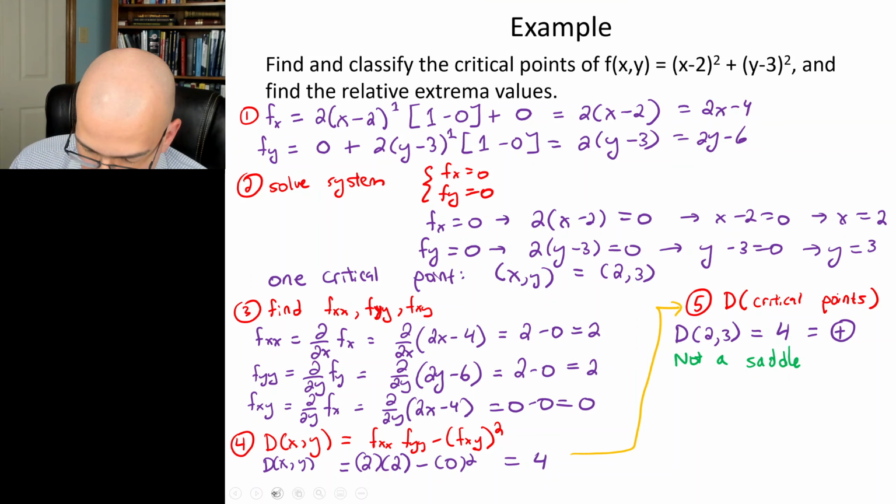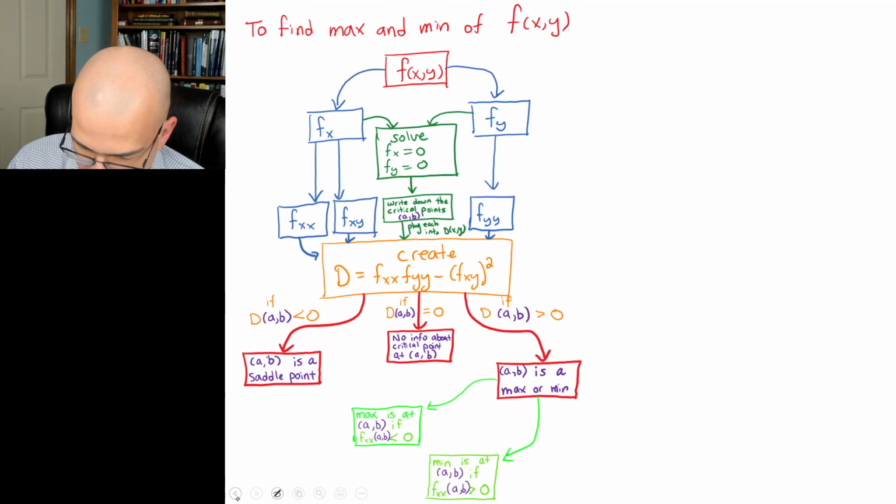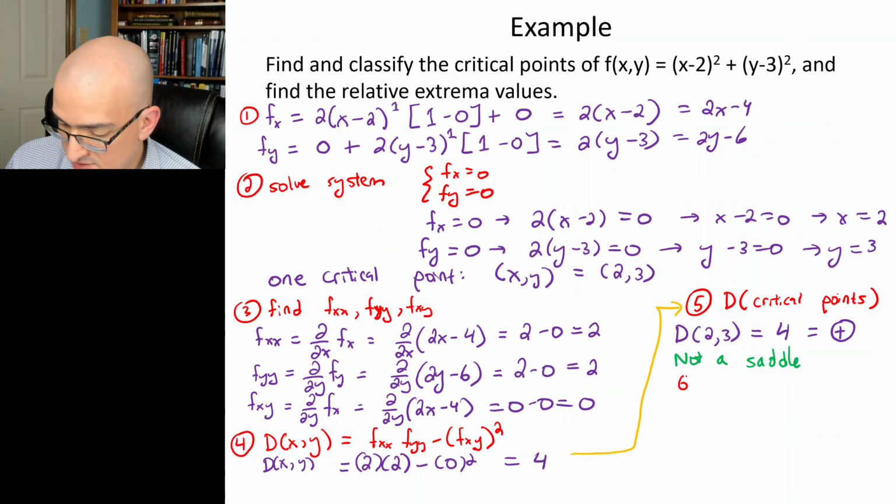Now we do, did I call this step 5 and 6? I'm going to make sure my numbering is correct. Yeah, good. Okay, so because it's not a saddle, we do step 6. We check the concavity. So f double x evaluated at 2, 3. That's just 2. F double x is a constant. It's always equal to 2 at all points, including at 2, 3.